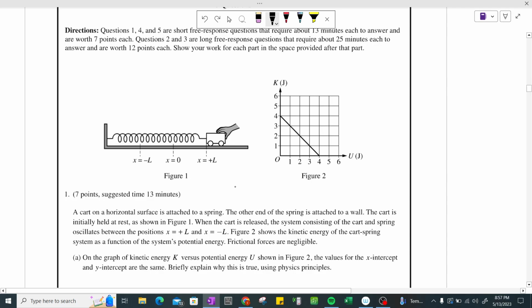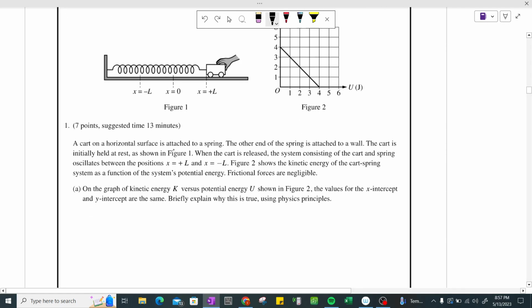Okay, so number one is, let's see. A cart is on a horizontal surface attached to a spring. So there's no gravitational force involved, no outside forces. The other end of the spring is attached to a wall. Cart is initially held at rest. When the cart's released, the system consisting of the cart and spring oscillates.